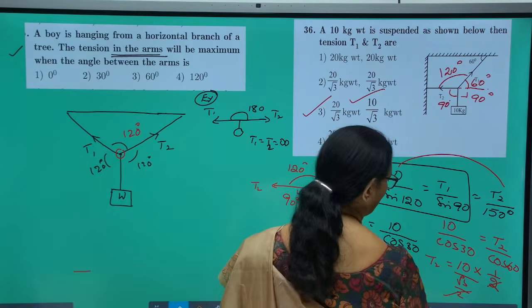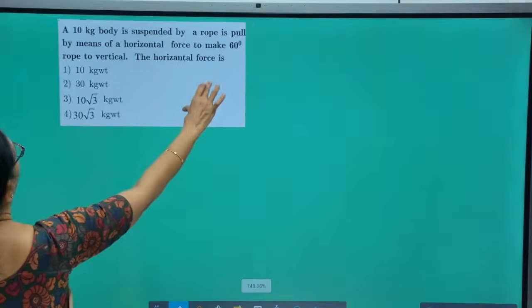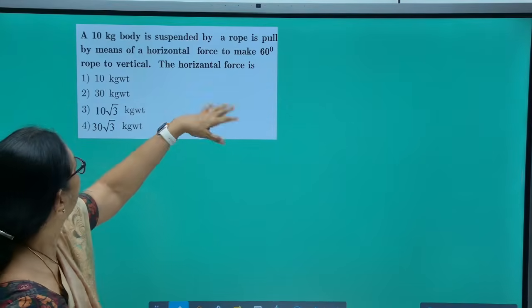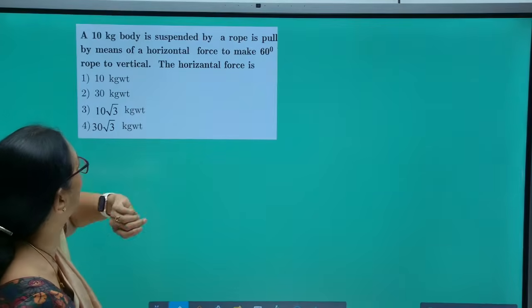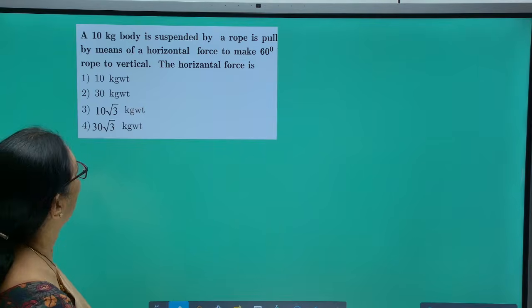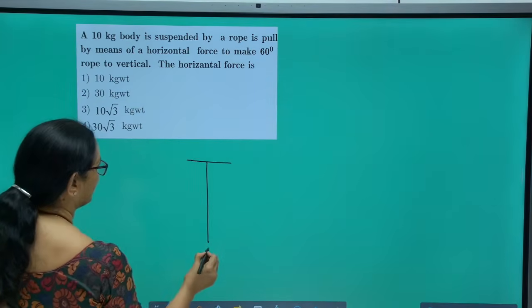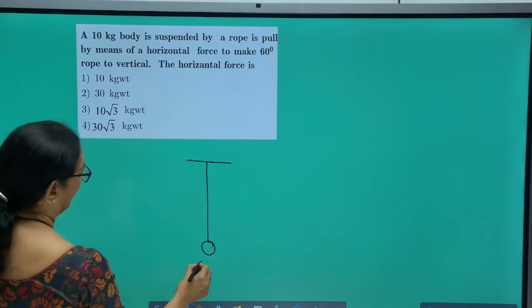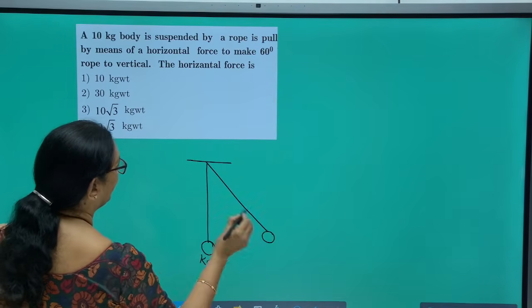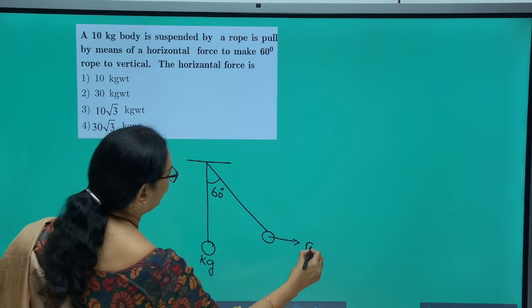Let us go to the next problem. Look here. A 10 kg body is suspended by a rope and it is pulled by means of a horizontal force to make 60 degrees to the vertical. Look here, let us just take it as a simple pendulum where the bob mass is 10 kg. It is pulled aside through an angle of 60 degrees by a horizontal force F.